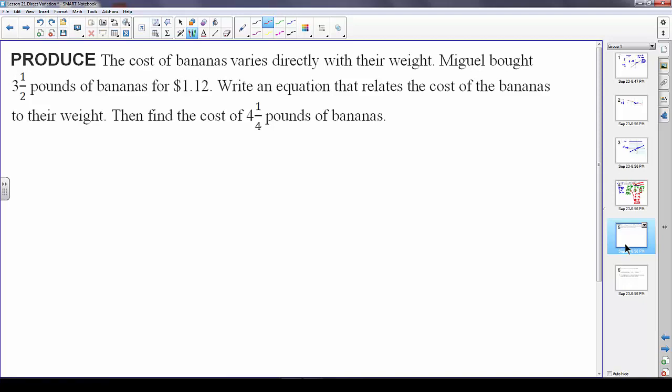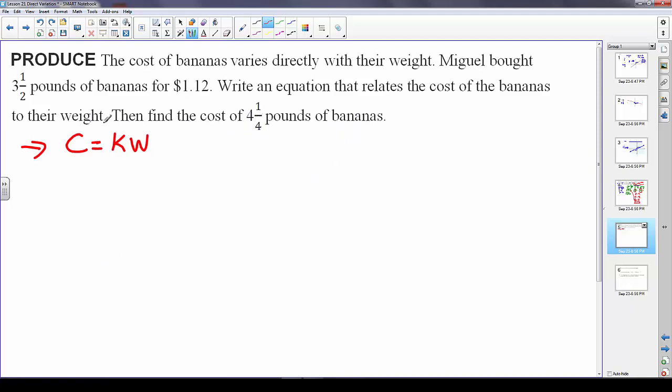It says we have the cost of bananas varying directly with the weight. So if I were to write a direct variation equation, the cost varies directly with the weight. So C equals KW. That's kind of in a Y equals KX form, except the Y is the cost of the bananas in this case, and the X is the weight. So now the problem asks me to write the equation that relates the cost of the bananas to their weight. And here is that equation. Then it says find the cost of a quarter pound of bananas.